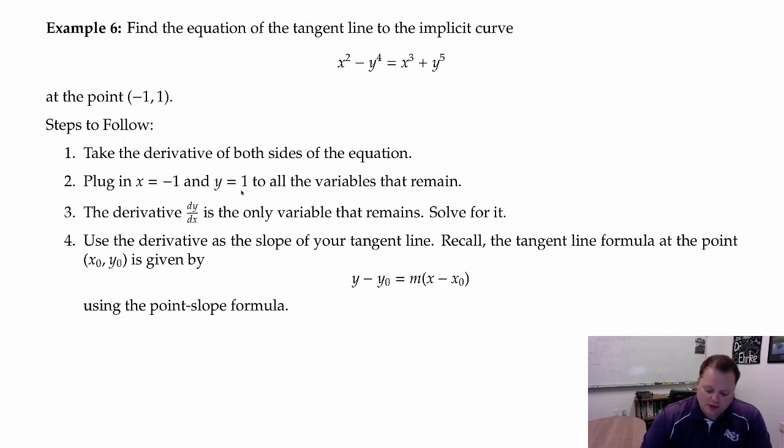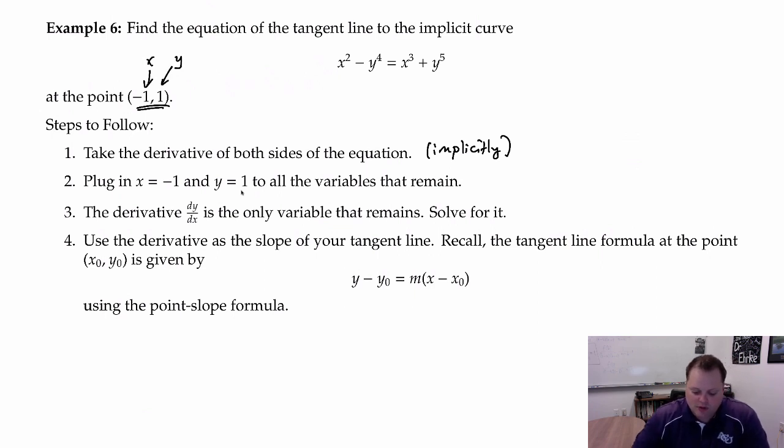So if we were looking at this example, what you would do is take the derivative of both sides of the equation. This is being done implicitly. Then you would plug in the point. So you're given the point: this is the x value, this is the y value. You would plug those into all the variables that remain after you take the derivative. Step 2 comes after step 1. You have to take the derivative first, then plug in the point. So at that point, the only thing that will remain is dy dx, which you'll solve for.